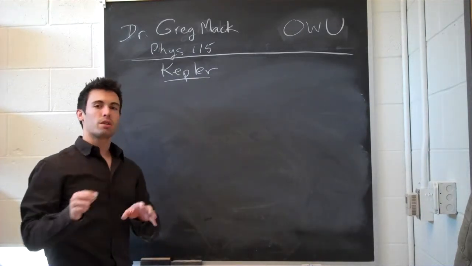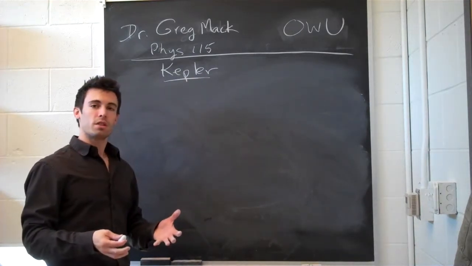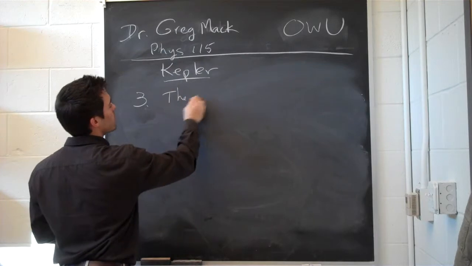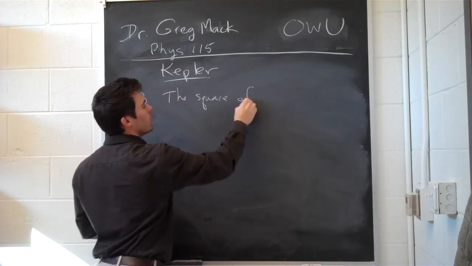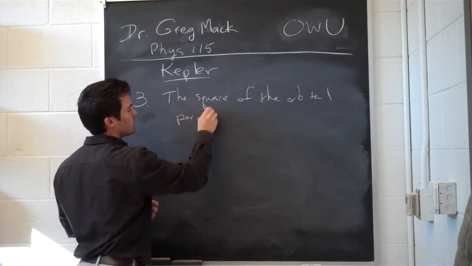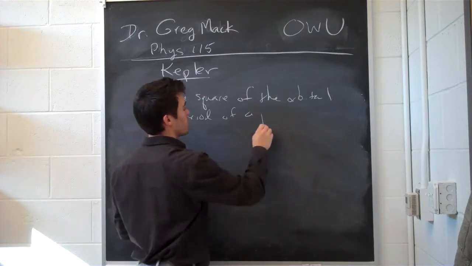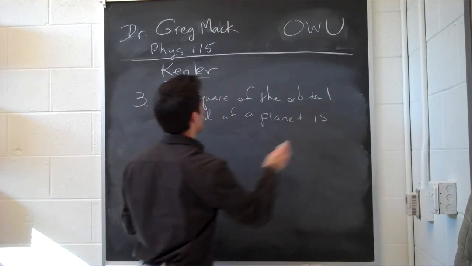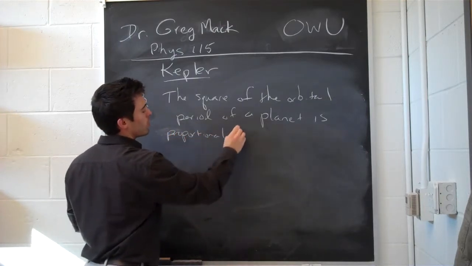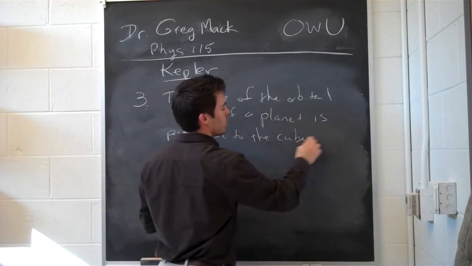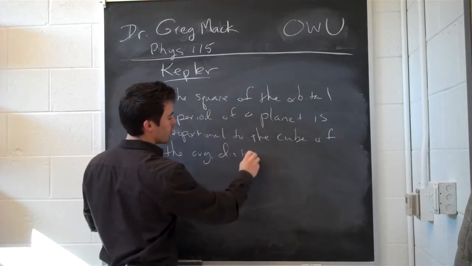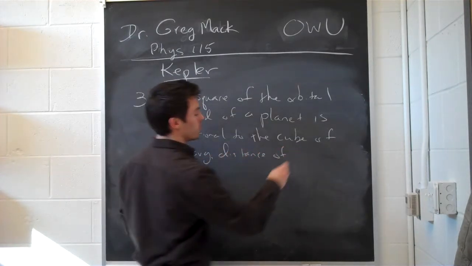talks about different distances and different speeds of orbits. And what it says is that the square of the orbital period of an object, well, of a planet, if we're talking about the solar system, is proportional to the cube of the average distance of that planet from the sun.